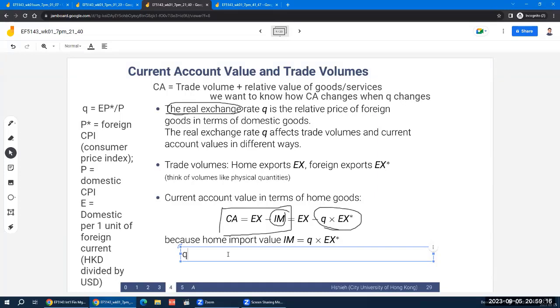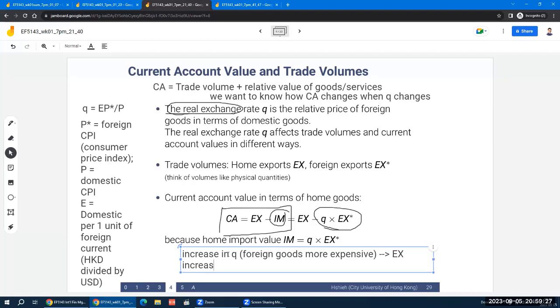So I'll write here what I just said. Increase in Q means foreign goods are more expensive. Then EX increases. You agree? So that's what's called the trade volume effect. The fact that goods and services abroad become more expensive relative to our goods and services means our trading partner most likely will import from us more, right? So there's more export from our perspective. So EX will increase.